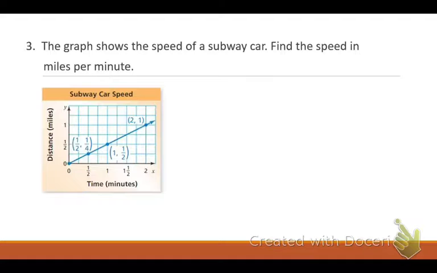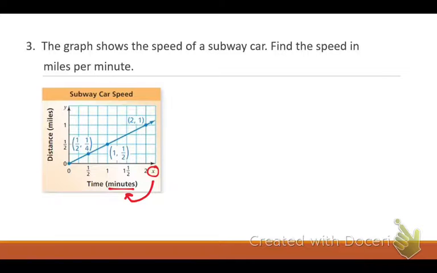Take your red pen if you would, and I want you to circle where you see the X on this graph. The X is labeling the time, which is in minutes. Go ahead and underline the word minutes and draw a little arrow there, basically just telling us the X is helping us to see how many minutes this subway car has traveled.